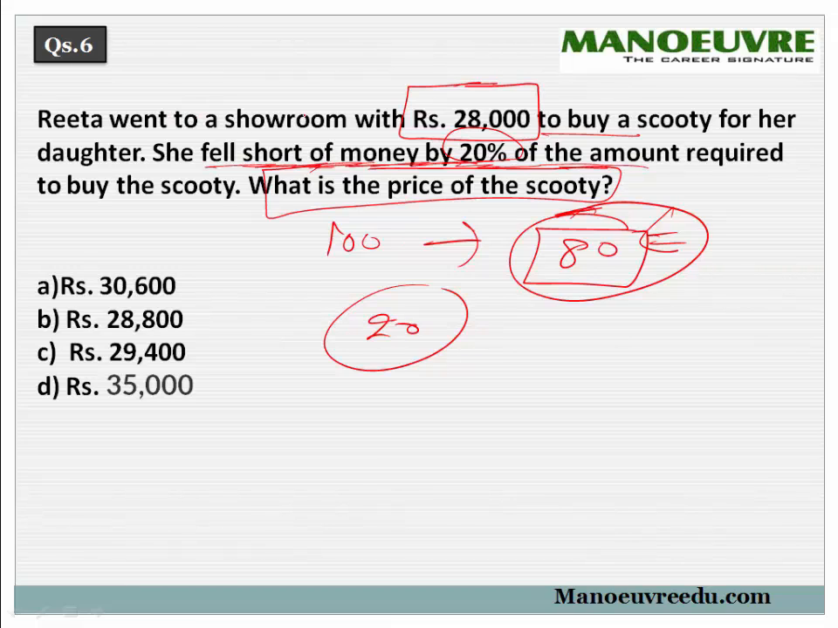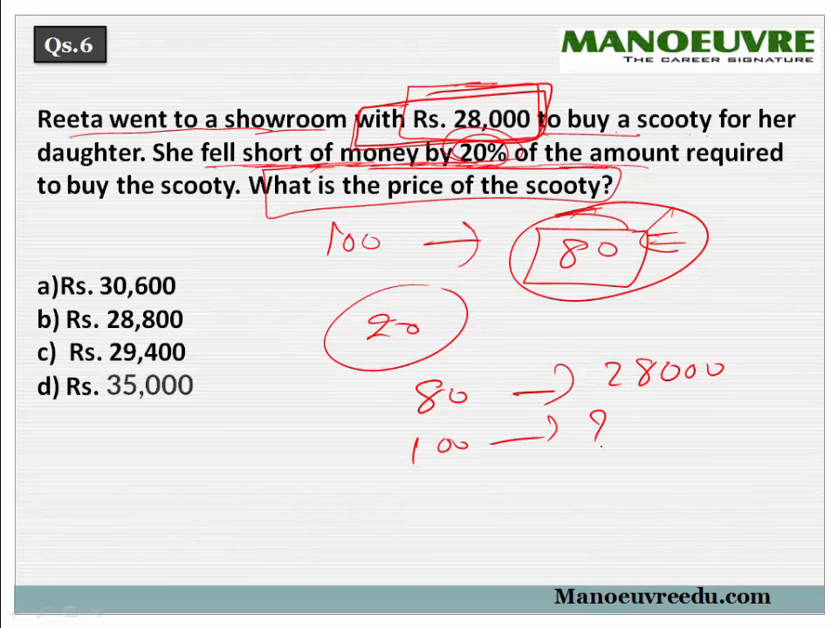Okay, what am I doing? She went to the showroom with 28,000. No, this is not the price. She went with 28,000 to buy a scooty for her daughter, but she fell short by 20%. Which means 80 is equal to 28,000. So 100 is equal to how much?